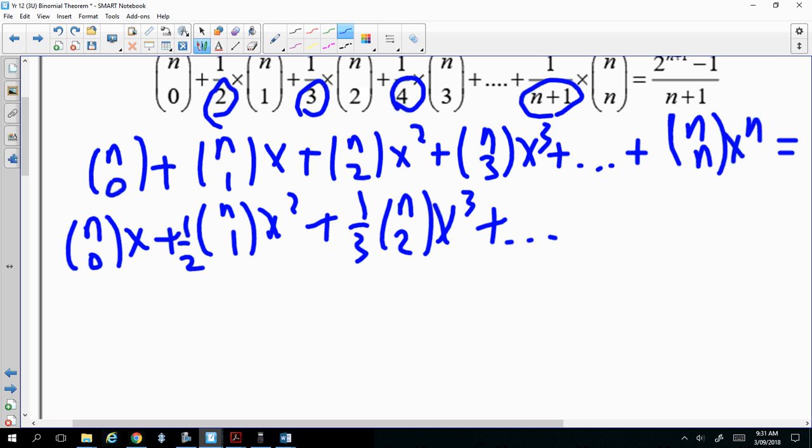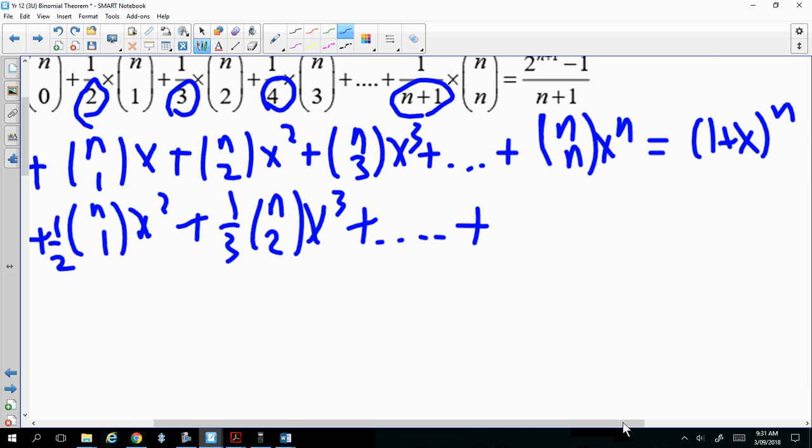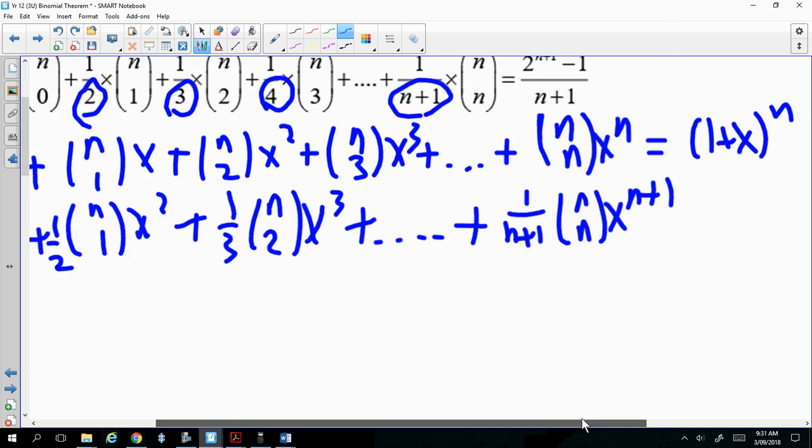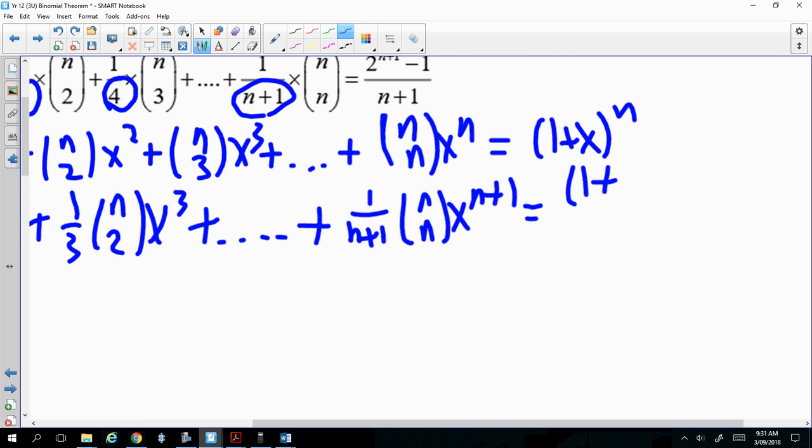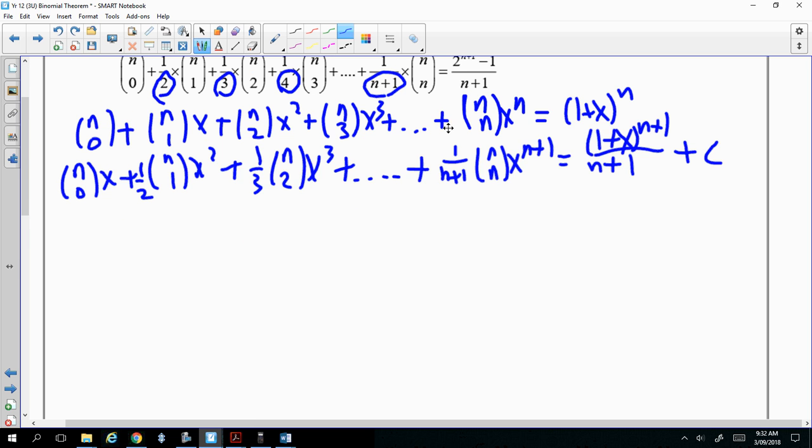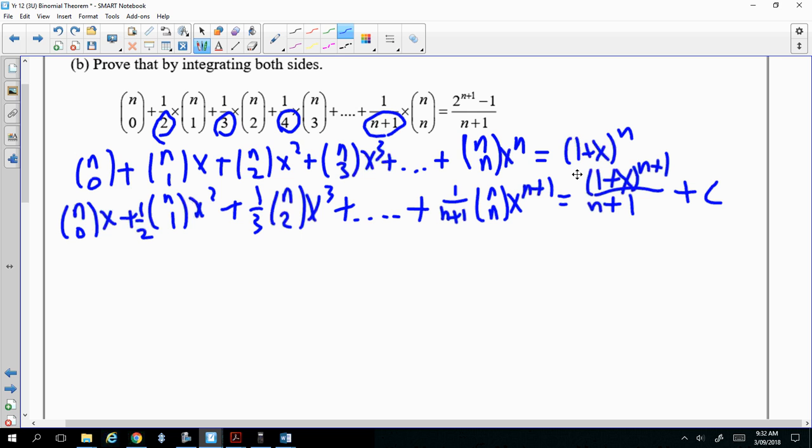Equal (1 plus x) to the power of n plus 1 on n plus 1. But you must plus c. It's an indefinite integral, plus c. And you have to work out what that c is. It's actually not hard to work out what c is. Substitute x equal to 0 into both sides. Why 0? Because you make things disappear, isn't it? Anything multiplied by 0 is 0.